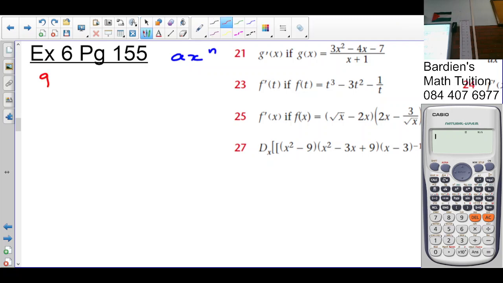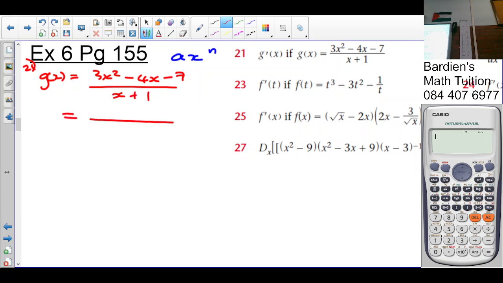G of x is now number 21. G of x equals 3x squared minus 4x minus 7 over x plus 1. Of course, we can't apply the derivative as it stands. So what do we do? We factorize the numerator. Definitely x plus 1 is going to be a factor because it will cancel out in the next step. So you've got 3x minus 7. So we check. That's going to give you minus 4. That's in order. So that cancels.